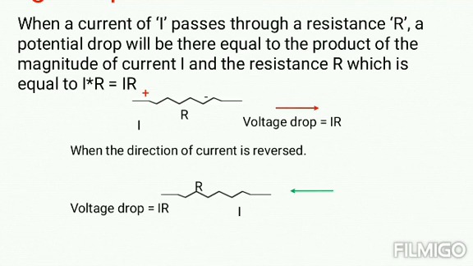And for the bottom one, shown by the green arrow, the current is flowing in the opposite direction, from right to left, and hence the sign for the voltage drop IR is positive on the right side and negative on the left side.